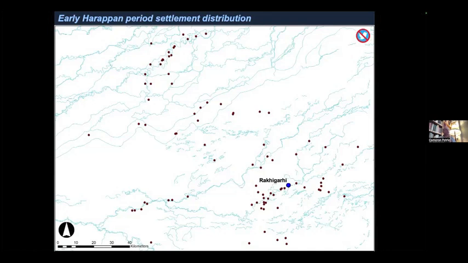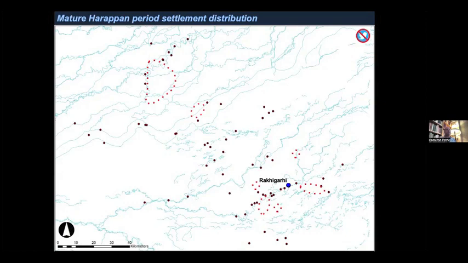In actual fact, the vast majority of sites are not located adjacent to that large river. They're located in other parts of the landscape. And there are many sites that have no known watercourses. That distribution of settlements changes when we get to the urban phase of the Indus civilization. The earliest city in this region develops at Rakhigarhi, and certain parts of the landscape become depopulated. Many sites are located close to rivers, but many sites are located in different areas again.